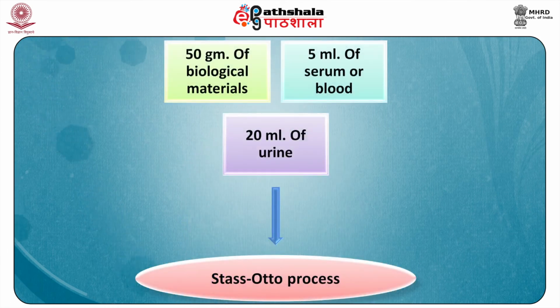And how does that extraction have to be done? First of all, let us understand the extraction of salicylic acid. 50 gram of the biological material or the viscera, or 5 ml of serum or blood, or 20 ml of urine is subjected to the Stas Otto process for the solvent extraction that we have already studied. The acid ether extract will contain salicylic acid, and this is taken and further analyzed.